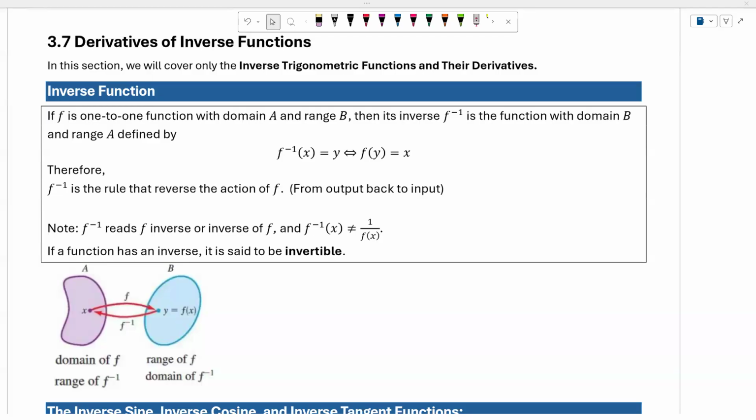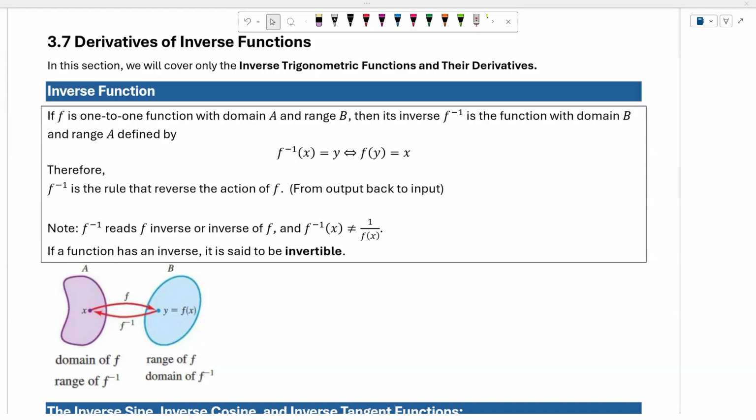In this video, we will work on the derivative of inverse functions, but we only cover the inverse trig functions and their derivatives. Okay, so now let us look at how we define the inverse function. It says here, if f is a one-to-one function with domain A and range B, then its inverse, f inverse, is the function with domain B and range A defined by f inverse of x equal to y, where f of y equals x.